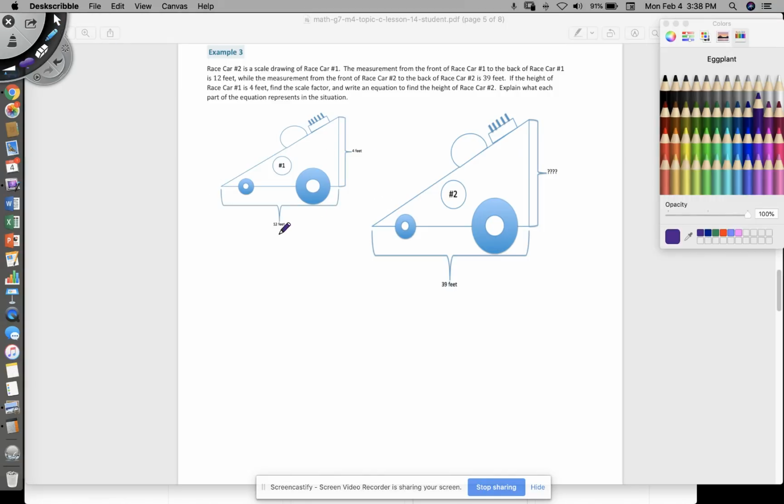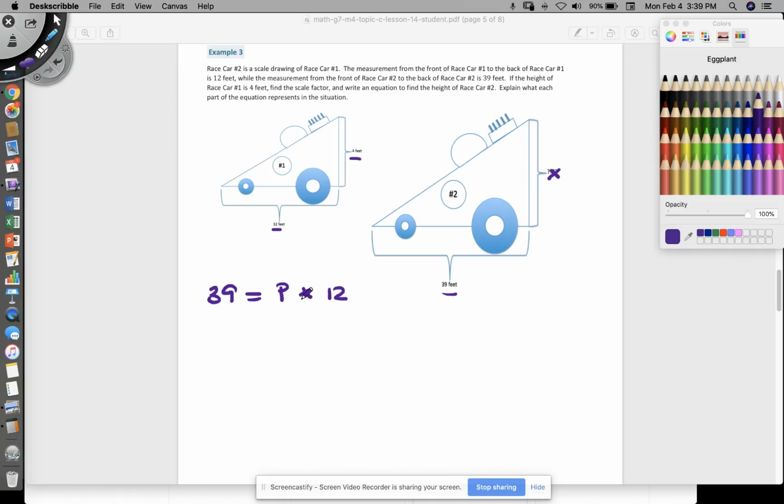All right, if you notice here, we have some numbers. We have 12, 39, 4, and this is X when they put a bunch of question marks. So we're going to set this scale drawing up, and we're going to find out what this height is. So we're going to do a ratio setup, or we can do our larger to smaller formula that we were using earlier. So I see that I have a 39 and a 12, so I'm going to set that into the problem. So I'm going to say 39 equals the percent times 12.